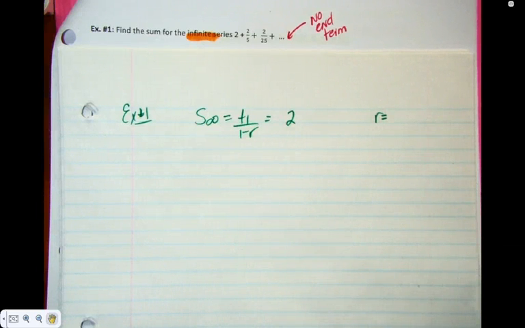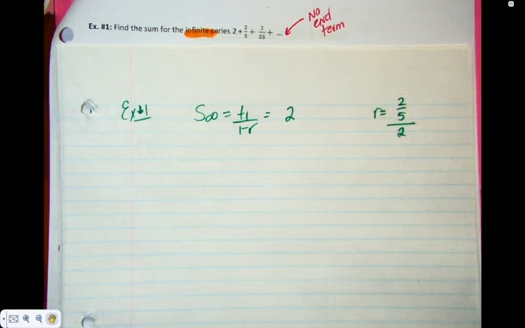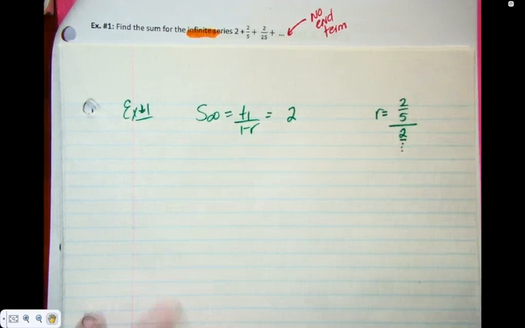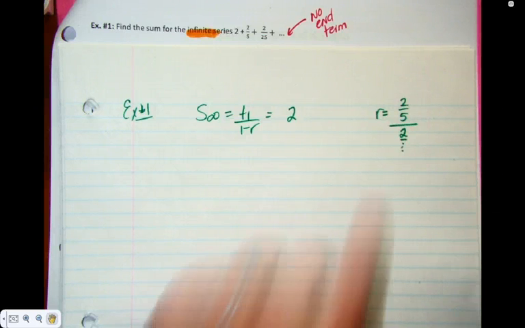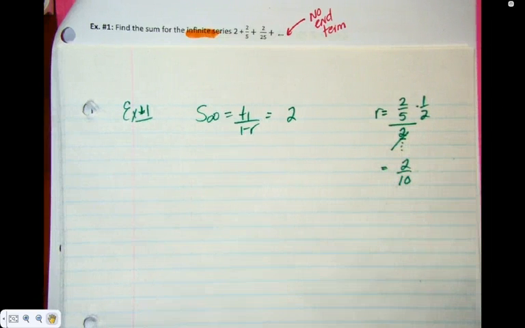How do we find R for any kind of geometric sequence? Take any term and divide by the previous term. Would you like to use term 3 and term 2, or term 2 and term 1? Term 2 is the 2 on 5. Term 1 is 2. What's under that 2 that we don't see, but we know it's there? How do we divide fractions? Do the reciprocal of the bottom fraction, and then top times top, bottom times bottom. And then we reduce.